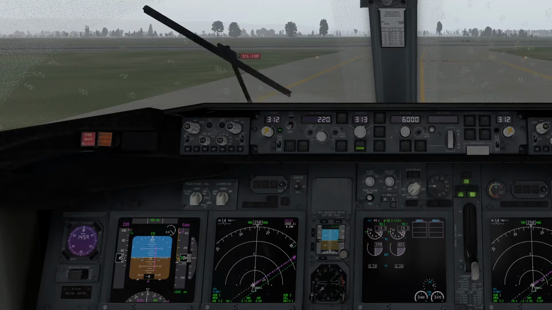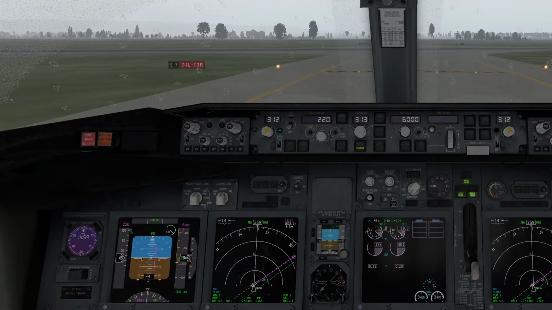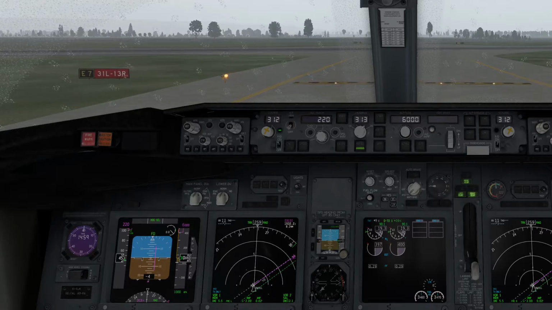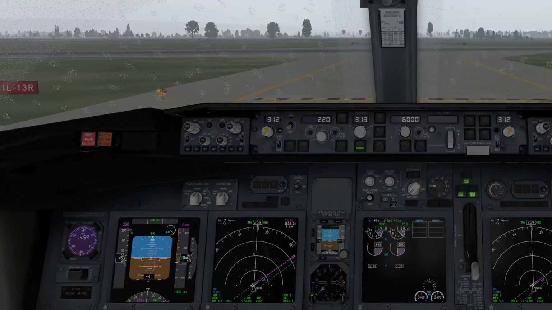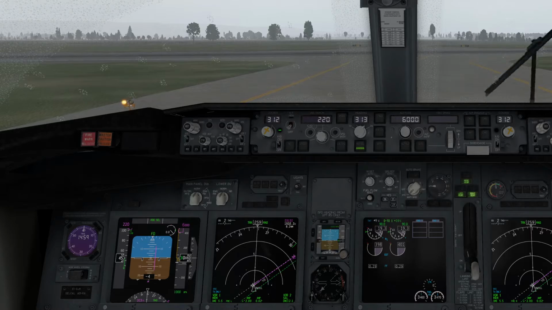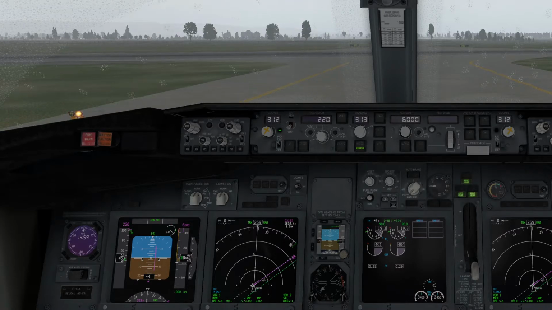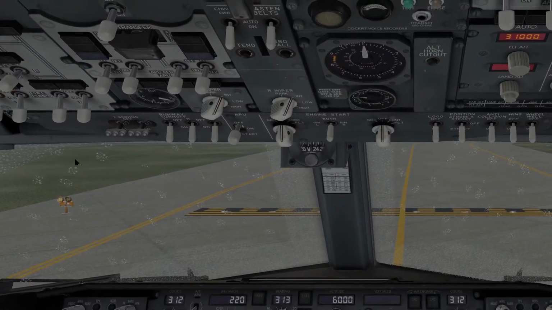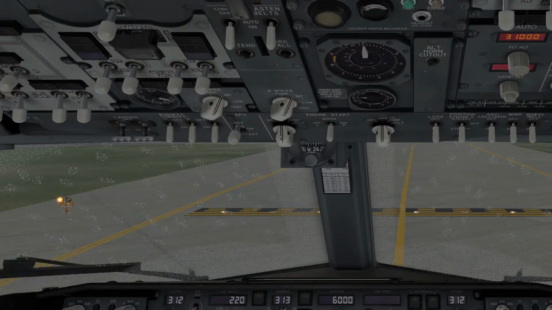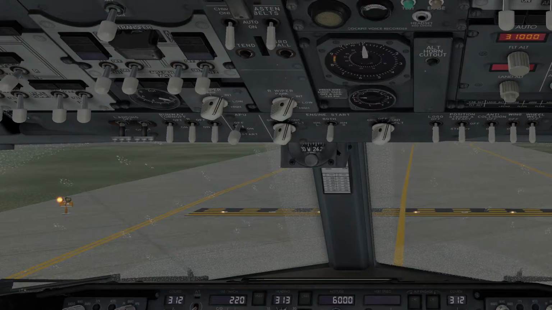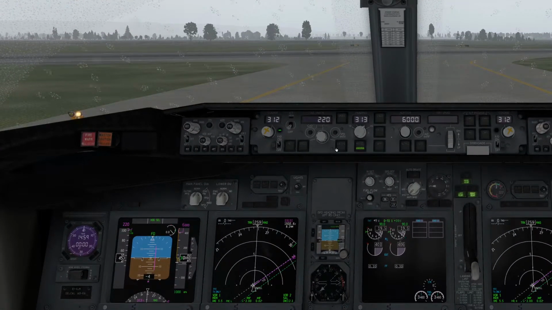Holding point, runway 31 left. On the brakes, and we stop at the holding point. Clocks on. Landing lights on. Starter switch. Ignition switch continuous. And some thrust.